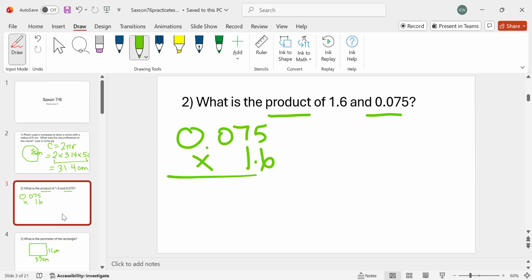1.6. So 6 times 5 is 30. 6 times 7 is 42, plus 3 is 45. And then 6 times 0 and 6 times 0. Okay, next row, we put a 0 for the placeholder.